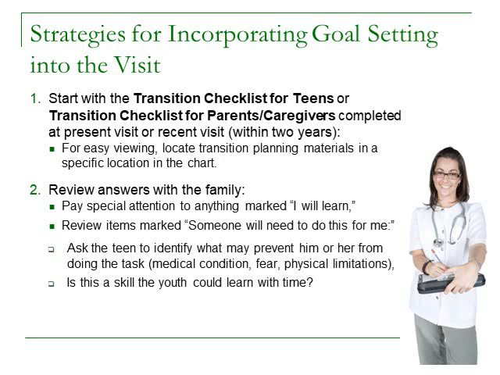2. Review the transition checklist answers with the teen and family to ensure they understood the questions. This is a necessary step before the goal-setting process begins. Pay particular attention to questions marked, "I will learn." Then, review items marked, "Someone will need to do this for me," and discuss if this is in fact the case, or if the youth could learn this skill over time. Some tasks on the checklist may initially seem daunting because the youth has never before been expected to perform the task. Please continue for more strategies and tips.